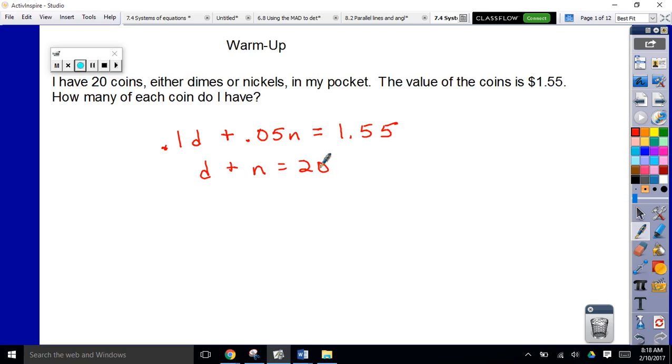Usually I write the one that she wrote second first. The first equation just gives us the number of dimes plus the number of nickels equals however many there are. In this case, I have 20, so the number of dimes plus the number of nickels is 20 coins altogether.